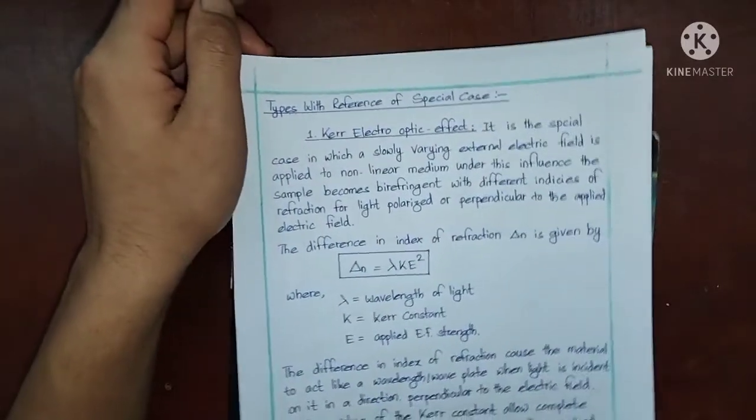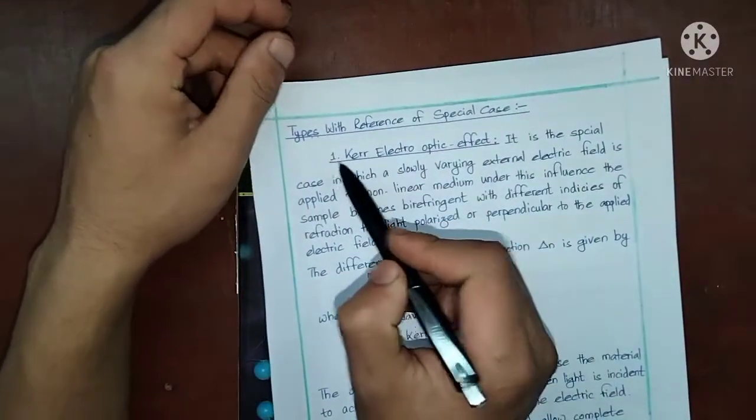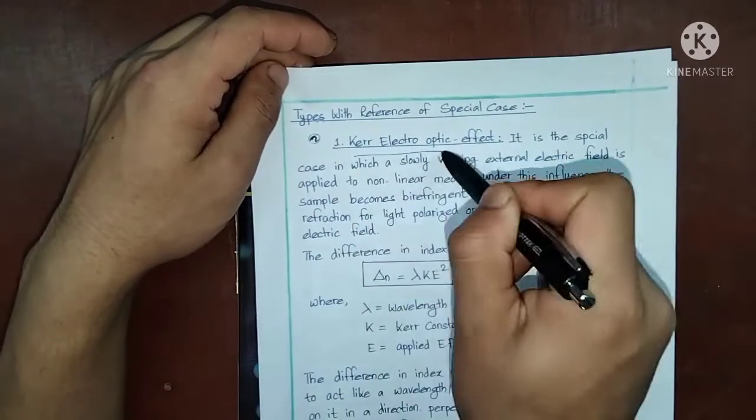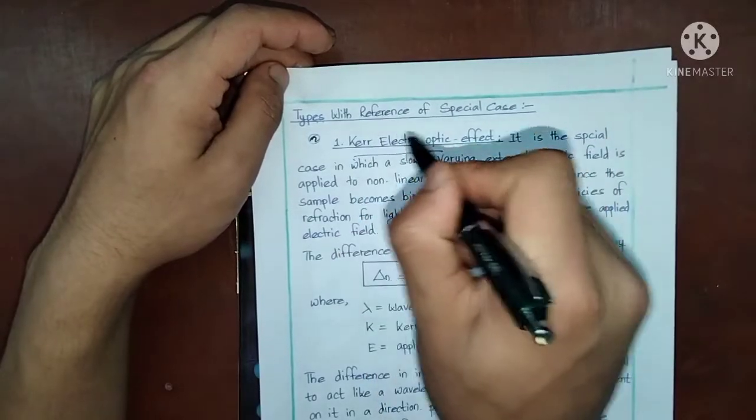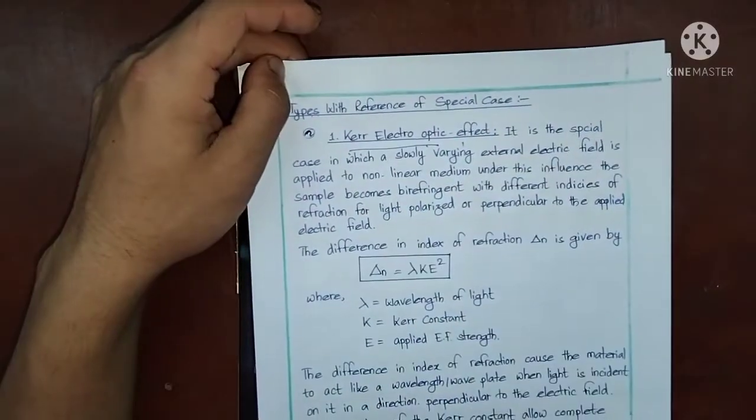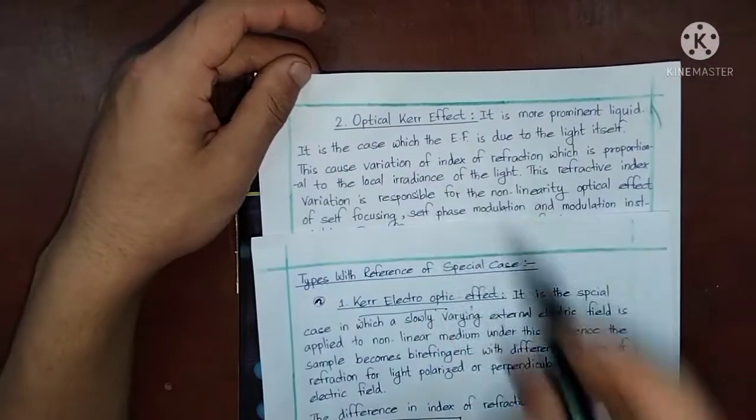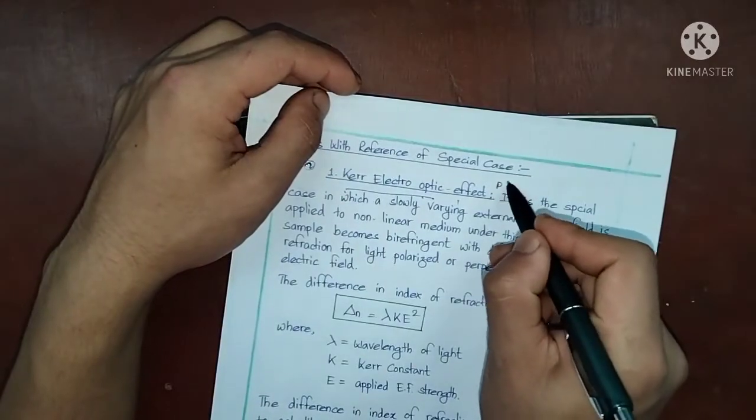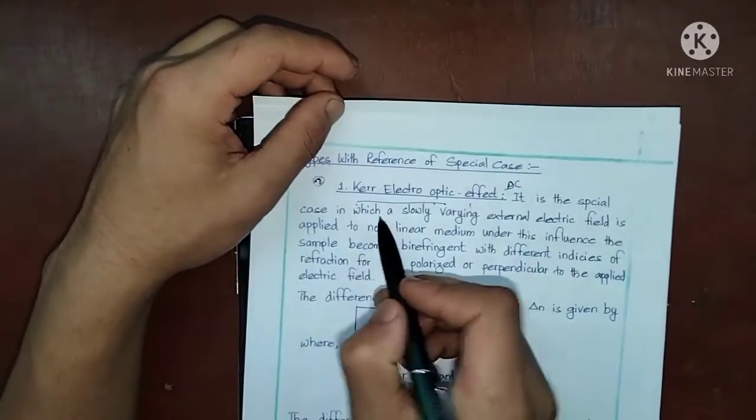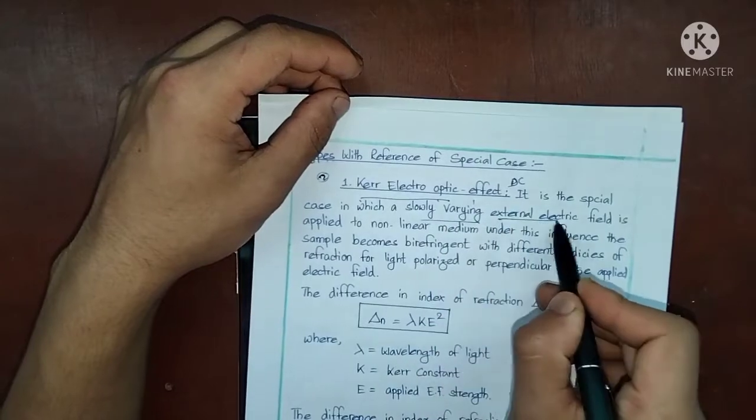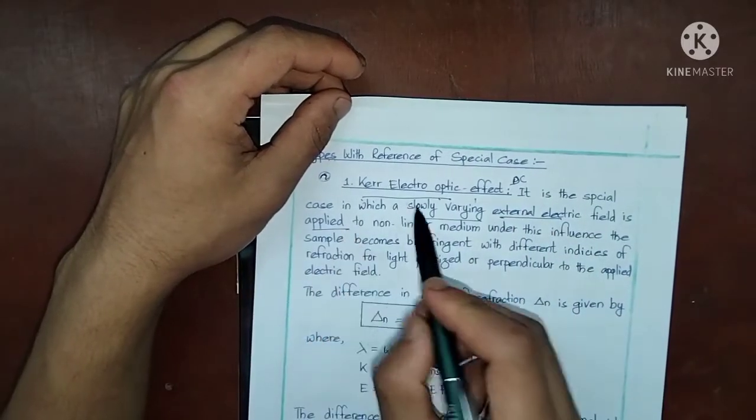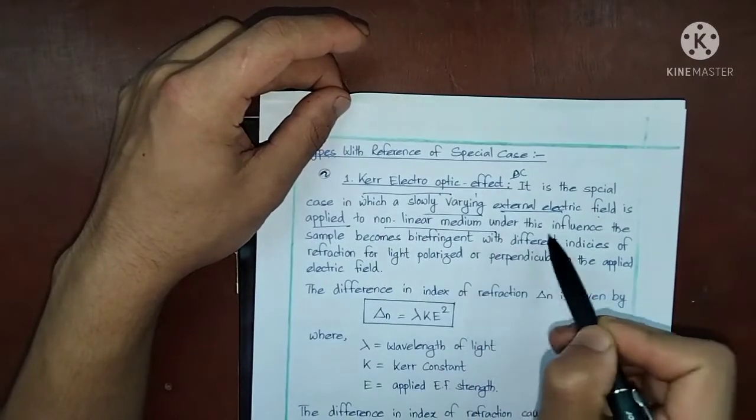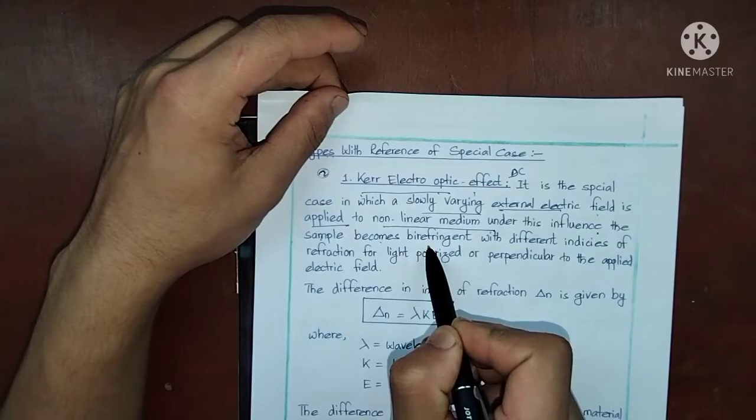With reference to the special cases, the Kerr effect is further divided into two parts: the Kerr electro-optic effect and the optical Kerr effect. In the Kerr electro-optic effect, also called the DC Kerr effect, a slowly varying external electric field is applied to a non-linear medium, and the sample becomes birefringent.